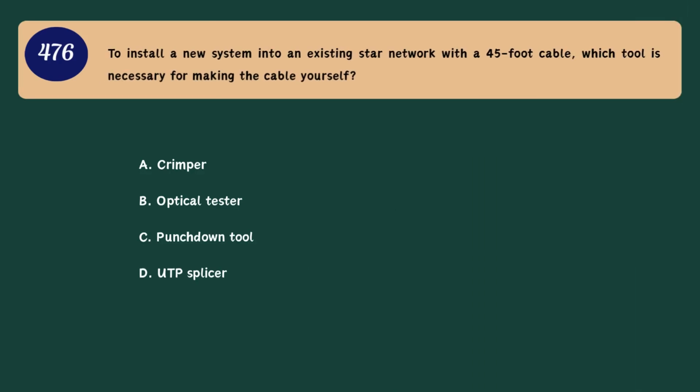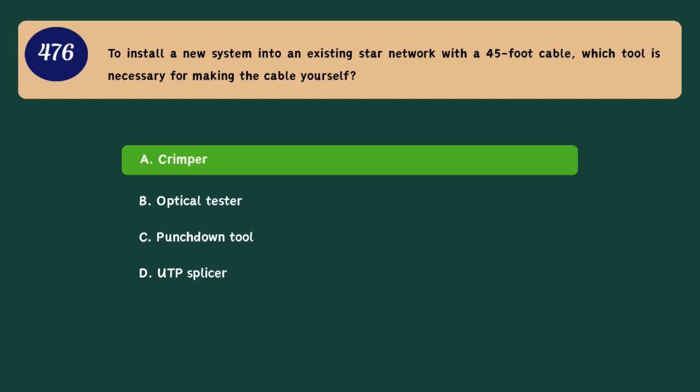Question 476. To install a new system into an existing star network with a 45-foot cable, which tool is necessary for making the cable yourself? A. Crimper. B. Optical tester. C. Punch-down tool. D. UTP splicer.